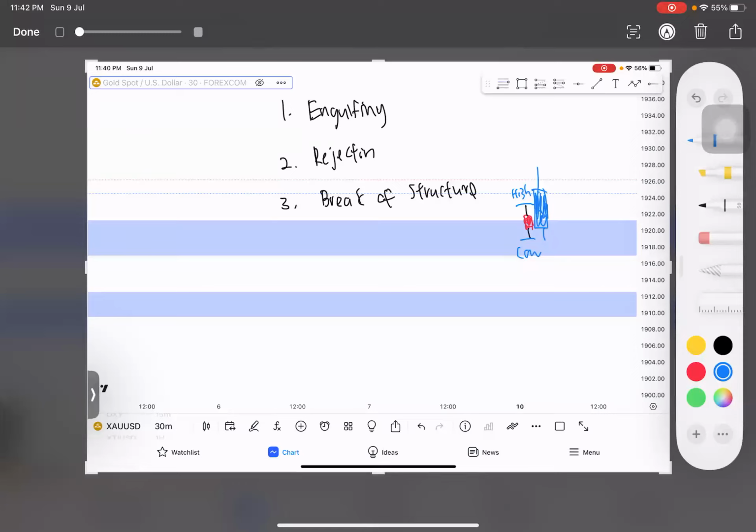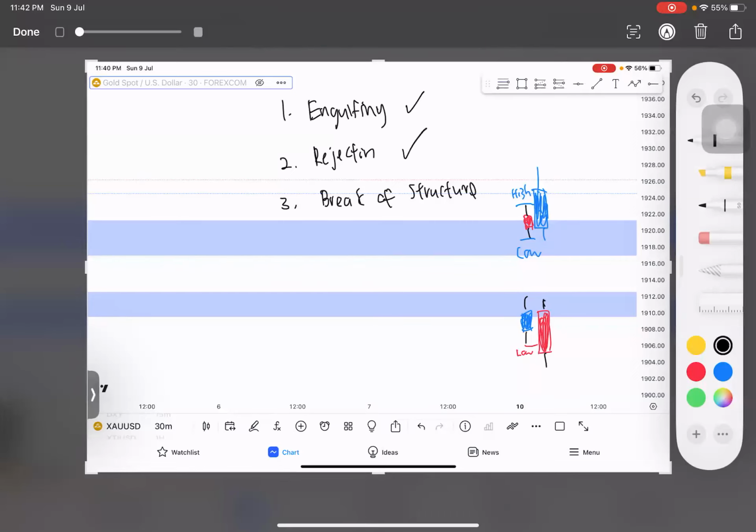For sell, it's exactly the same. The body has to close below the low to show the confirmation of the sellers. This is one of the confirmations that I'm waiting for, the engulfing, the first one.